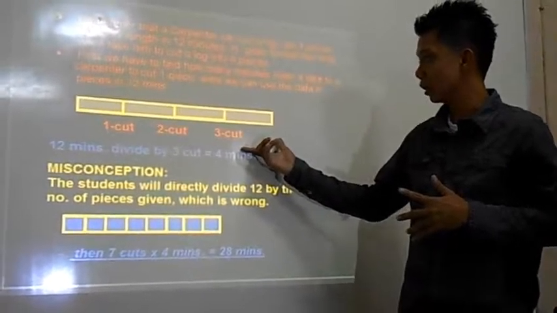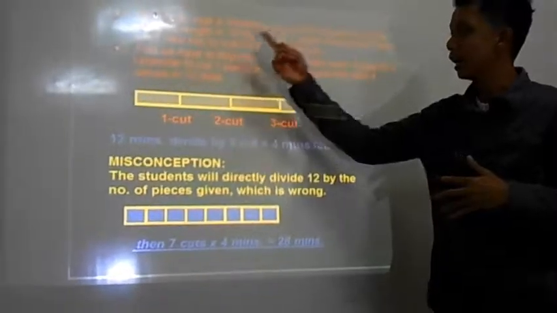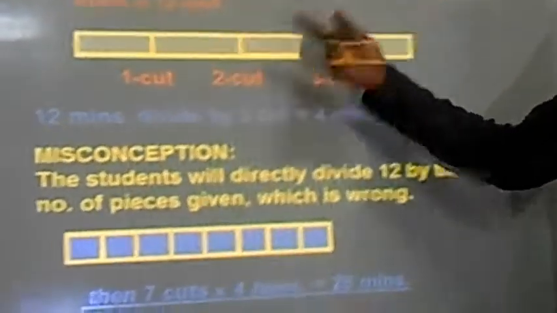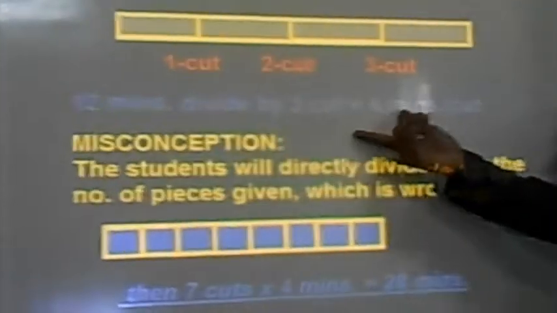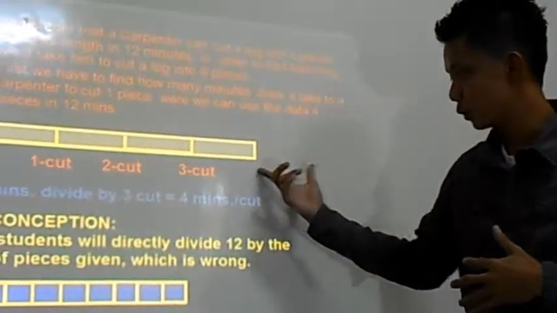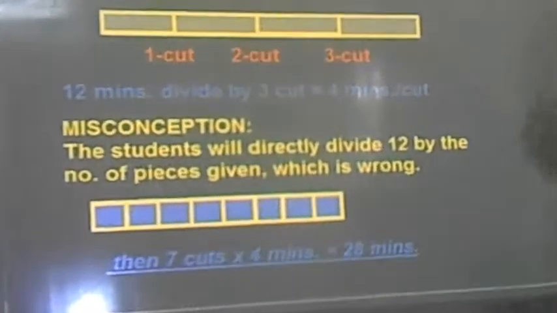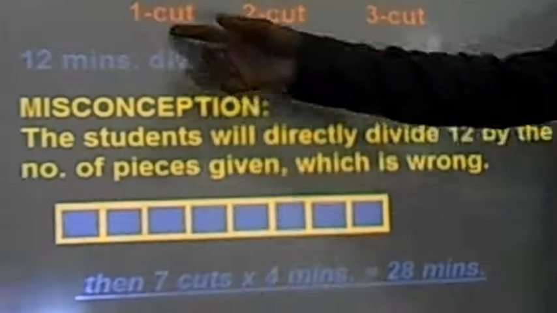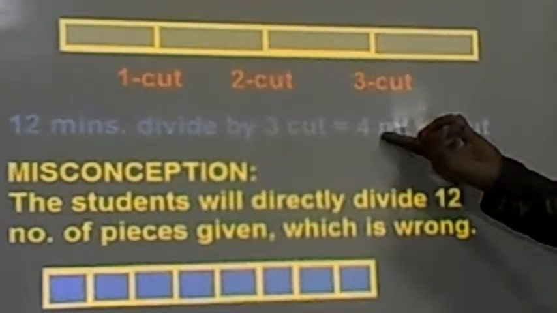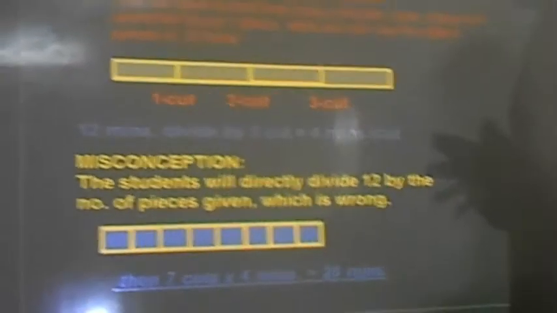So that's it. After that, since 4 pieces take 12 minutes, we have to divide 12 minutes by 3, because there are only 3 cuts in just 4 pieces of log. So 12 divided by 3, the answer is 4 minutes per cut. Meaning, in just one cut, it takes our carpenter 4 minutes.